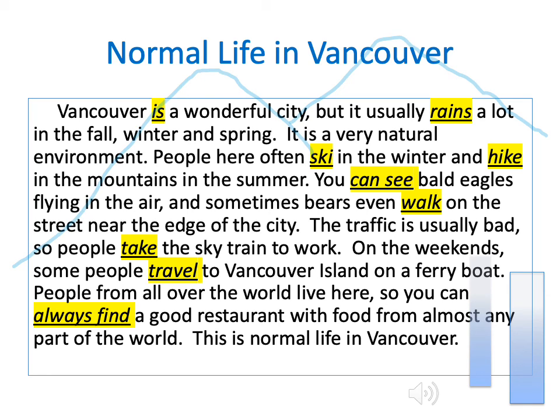This is a description of normal life in Vancouver, a city on the west coast of Canada. It tells what the city is like at any time. If you went to visit there, you would probably see some of these things, and it's really timeless. It's true at almost any time. Go ahead and read it and see how the simple tense is used for description.